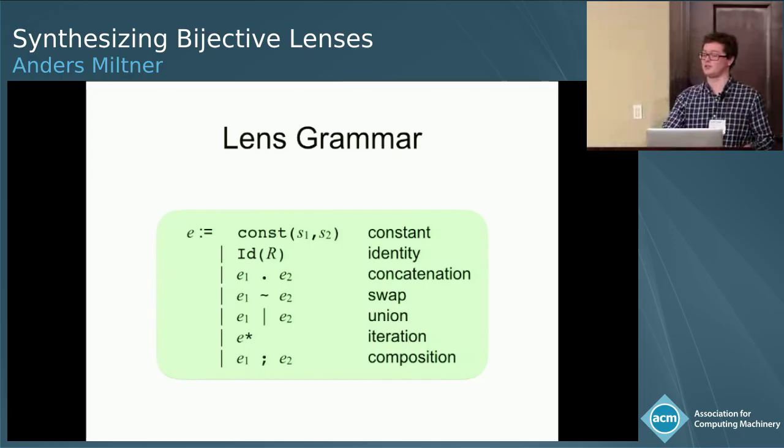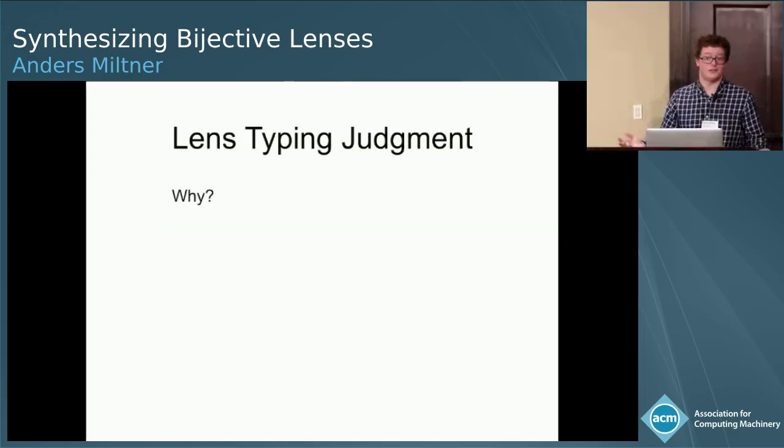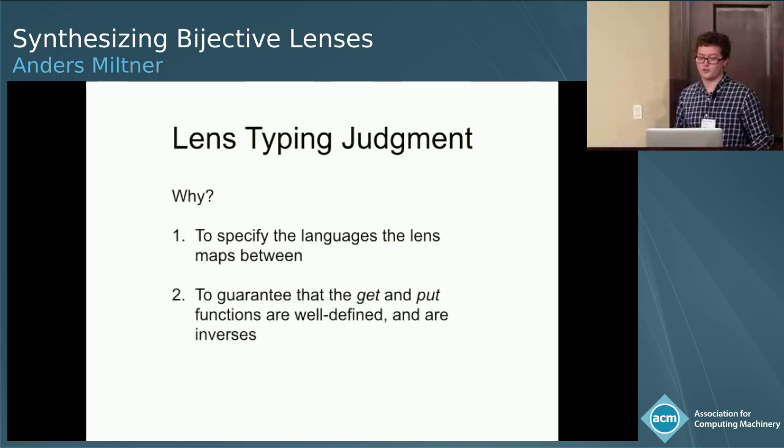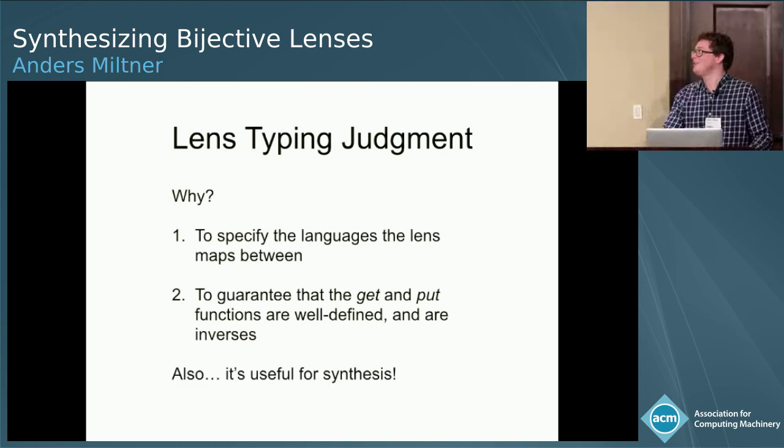We also have a typing judgment. Why do we have a typing judgment? Well, there's a couple benefits to it. The first is that it specifies the languages that the lens maps between. So you know that this lens operates between, for example, ad hoc format and serialized format. We also want to guarantee that the get and put functions are well-defined functions and that they're also inverses of each other. And also, having a typing judgment is pretty useful for synthesis.